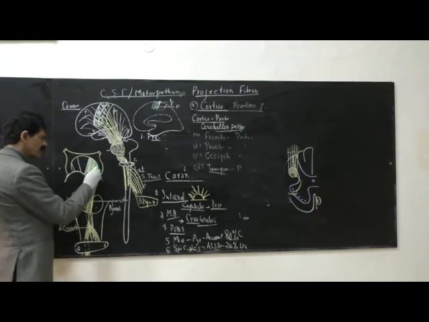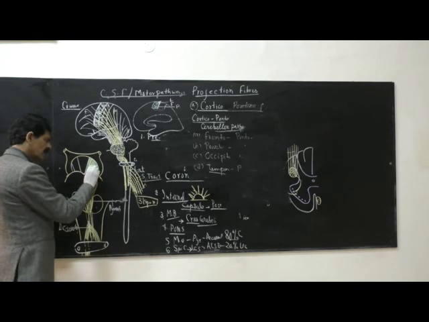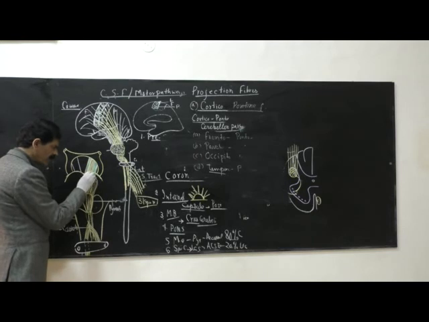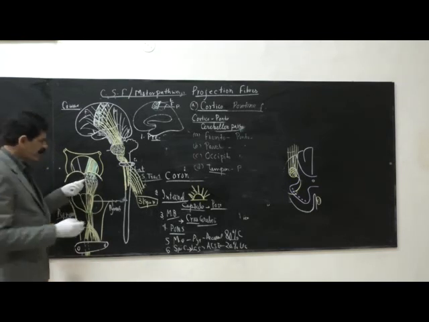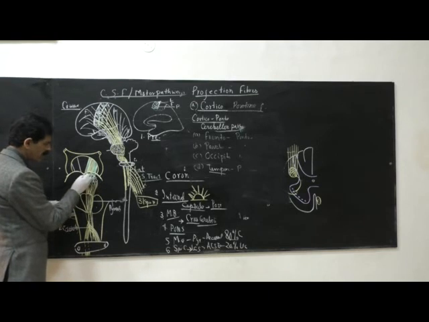So these fibers descend downward and reach the pons. In the pons they lie in the pontine nuclei. And from the pontine nuclei, the second order neurons start and run to the opposite side.